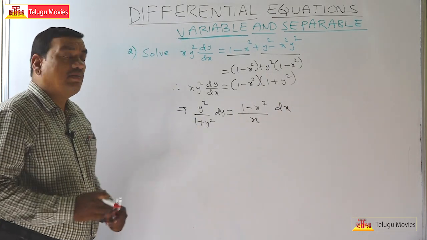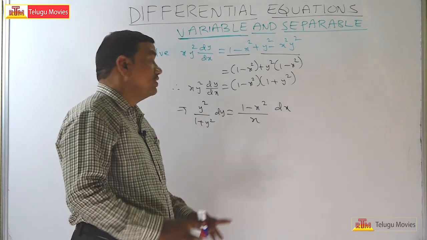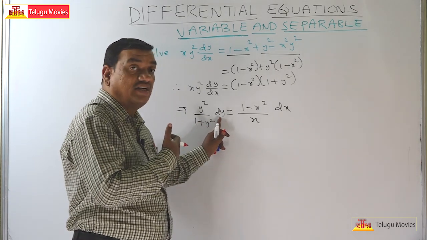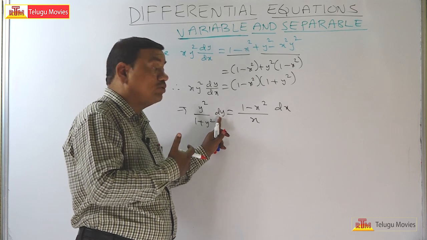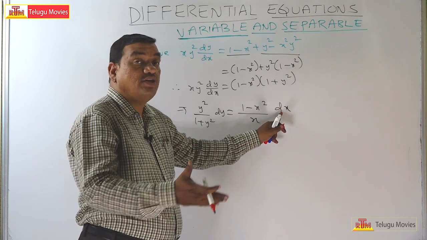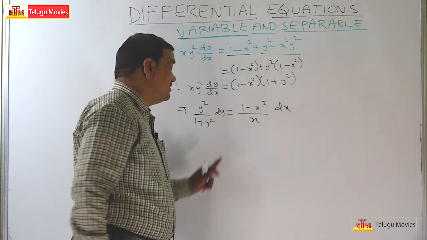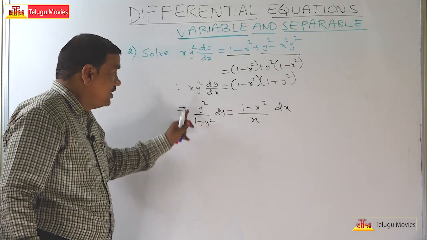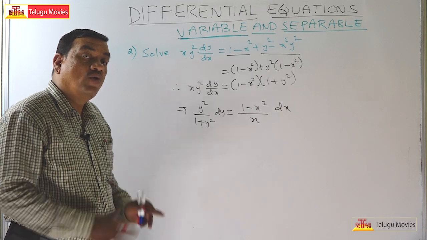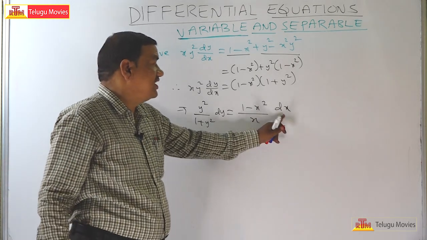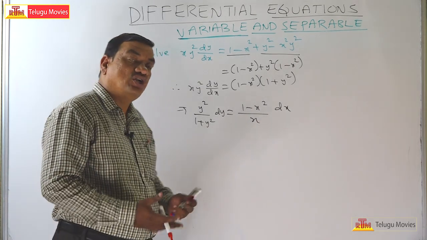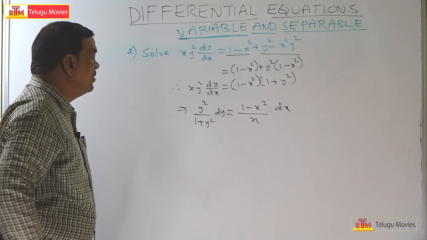Okay. So remember that there is no such rule that on the left hand side only dx should be there, and on the right hand side only dy should be there. There is no such rule. So you can put anything. The thing is, if it is dy, it should be a function of y. If it is dx, it should be a function of x. Then how to integrate this?